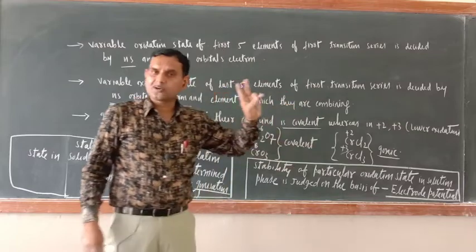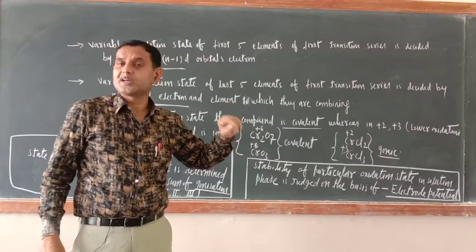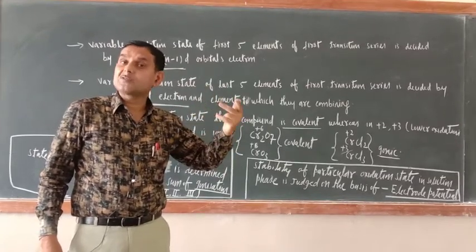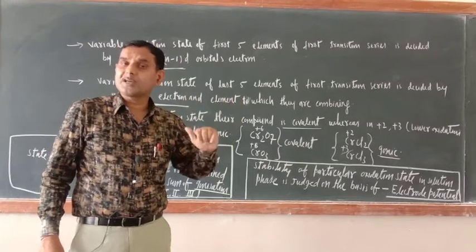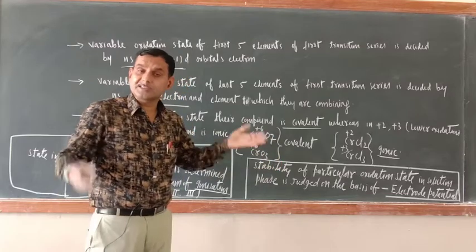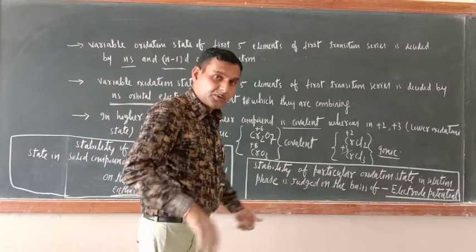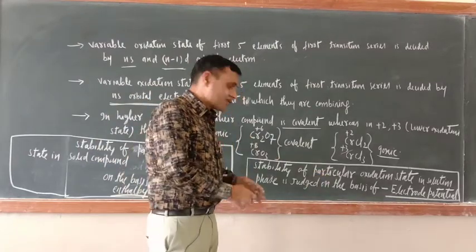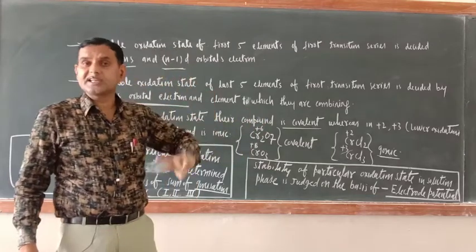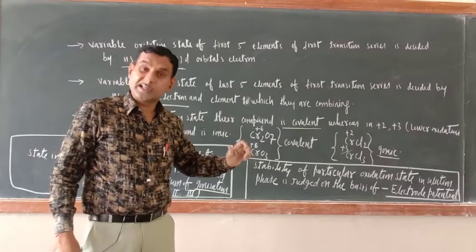Just see, if electrode potential is negative, what would the element be, a reducing agent or an oxidizing agent? Reducing agent. If the electrode potential value is positive, then that would be the oxidizing agent. We are here in transition elements and all are metals only, so their electrode potential will be negative. So here we are judging the oxidation state, not the oxidizing agent and reducing agent character.